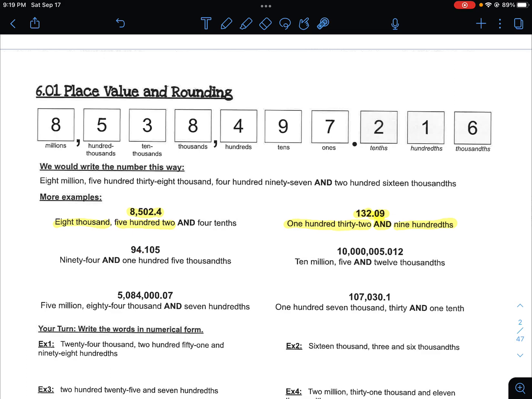For the next number over here, we've got 94 and decimal place. We've got 3 decimal places, which means it's going to be in the thousandths place. So this number right here is 105 thousandths. Next number, we would read that as 10,000,005, and then there's just nothing there except for the 5, and decimal place 12 thousandths. It's 12 thousandths because there are 3 decimal places, and when you've got 3 decimal places, we call that the thousandths.